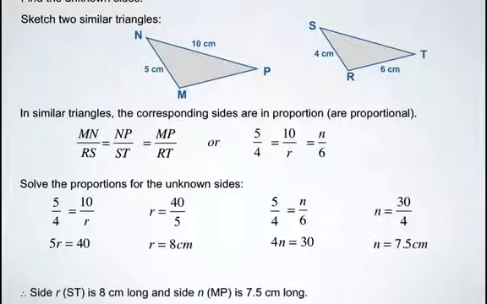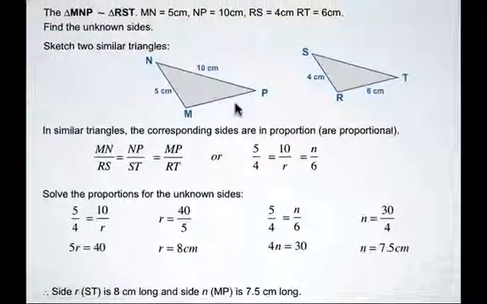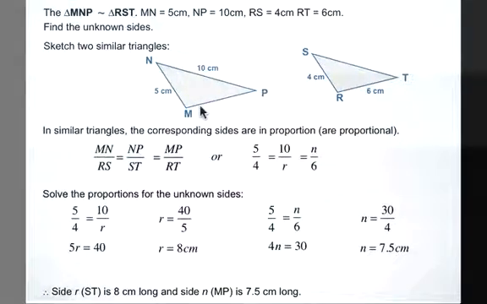So therefore, side r, which we know as being ST in our diagram, is going to be 8 centimeters long, and side n, which was MP in our original diagram, is going to be 7.5 centimeters long because triangle MNP was similar to triangle RST.